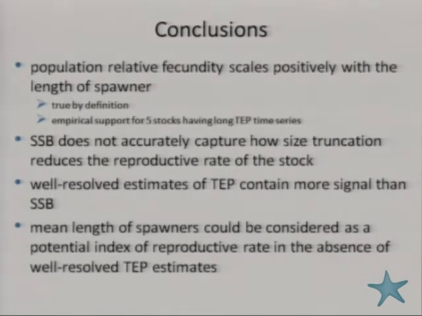So in conclusion, population relative fecundity scales positively with the length of spawner. This is true by definition, but there's also empirical support. Spawning stock biomass doesn't capture size truncation, which reduces the reproductive rate of the stock, and well-resolved estimates of total egg production contain more signal than spawning stock biomass. So I think this is very nice for data-rich stocks, but even if you had a data-poor stock, you could use mean length of spawners as a metric of reproductive rate on the basis of this result.